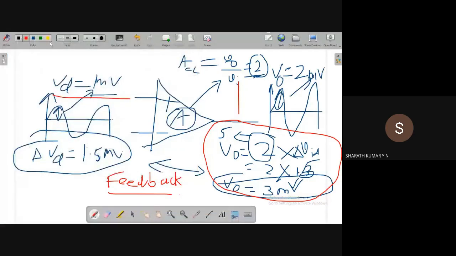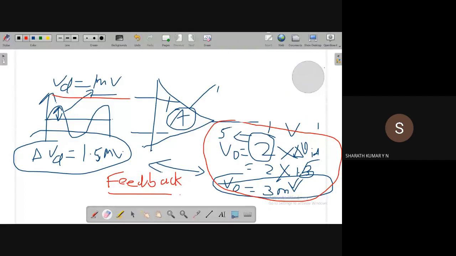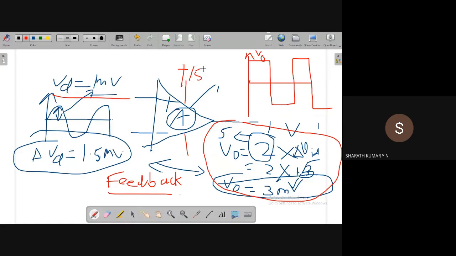Let us say, for example, the input voltage is 1 millivolt. Even then, the output starts saturating. What is saturating? It starts generating a square wave. So this output voltage V0, for example, if the biasing voltage is plus 15 volts and minus 15 volts, the output will saturate at approximately plus 14 volts and minus 14 volts.